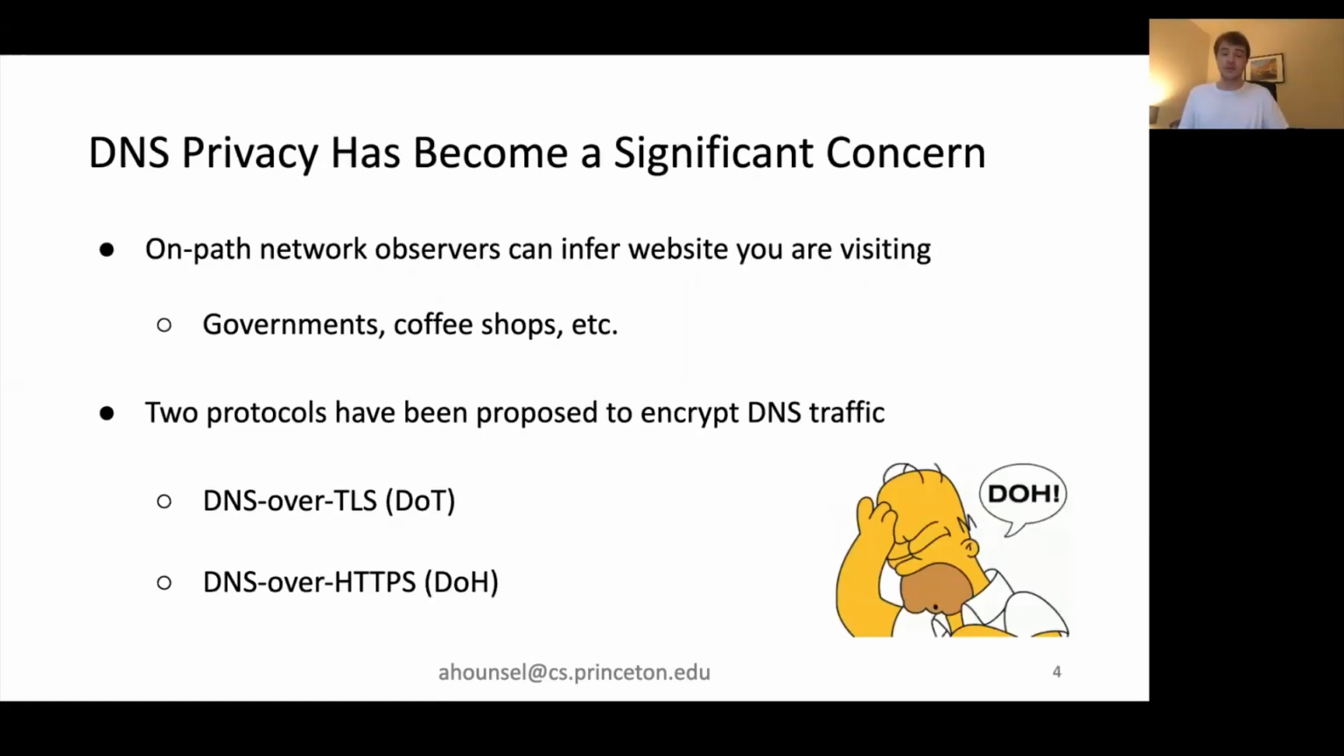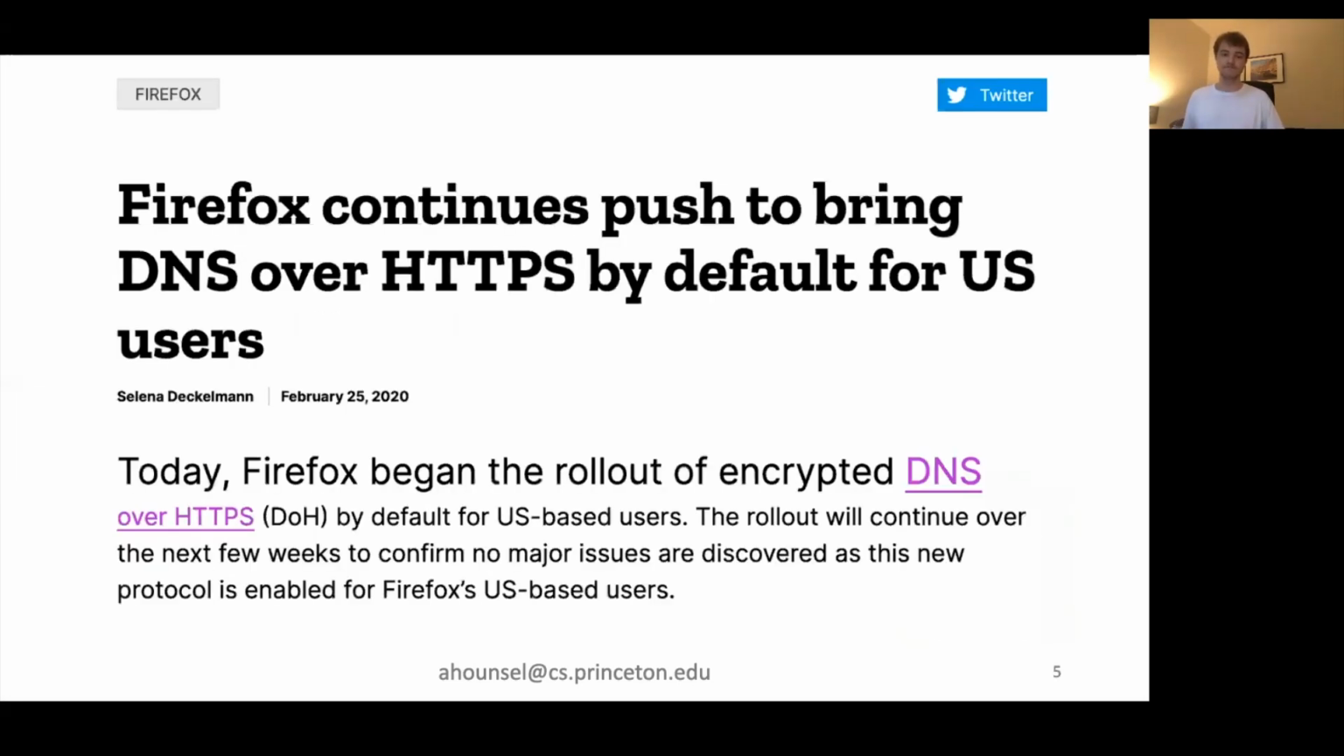But just to provide some background first, we want to note that DNS privacy, as I'm sure many of you know, has become a significant concern in the past couple of years, whether it's on-path network observers being able to infer which websites you're visiting by looking at plain text DNS traffic. It's going to occur on many different kinds of networks. In response to this, two protocols have been proposed and standardized over the past couple of years. That's DNS-over-TLS or DoT, and following that, DNS-over-HTTPS or DoH.